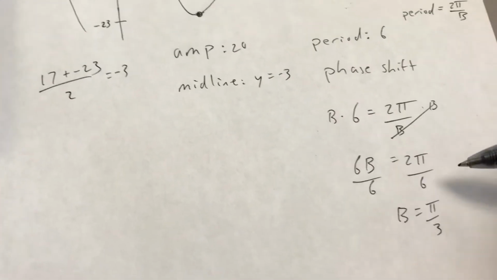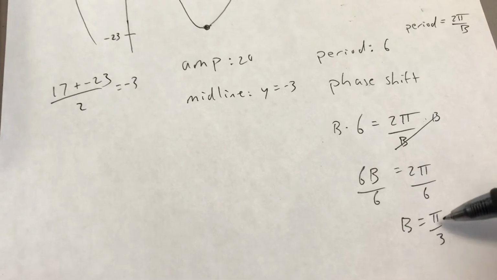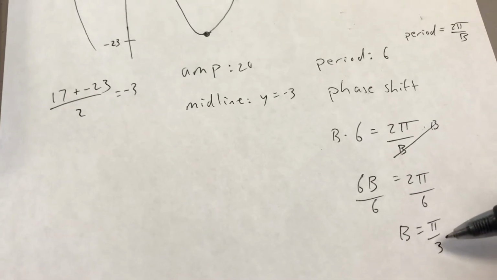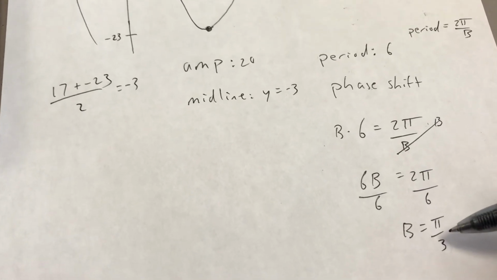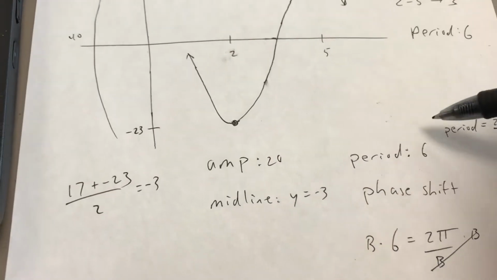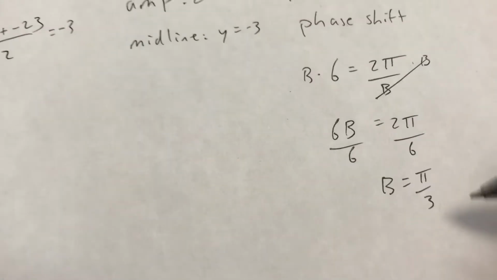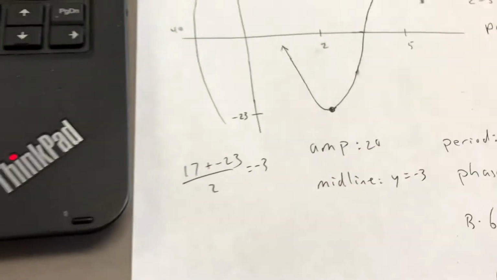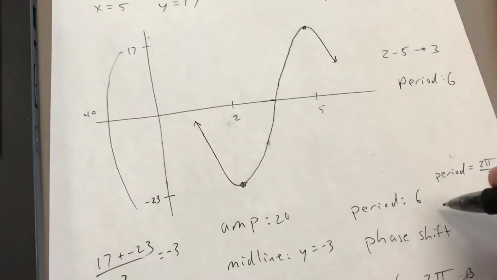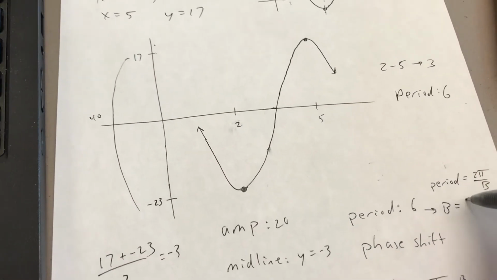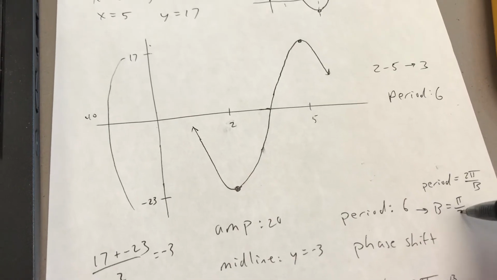Which is interesting, by the way. Notice pi over 3 is just a little bit over 1. Okay, the normal period of a sine or cosine function is 2 pi, which is about 6.28. We just want the period to be 6. So we're actually not changing the period very much with that pi over 3, as strange as it's going to look. So the period is 6. That's going to result in a b value of pi over 3, okay?